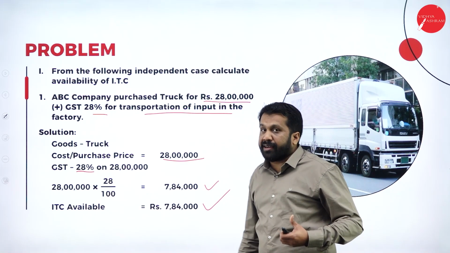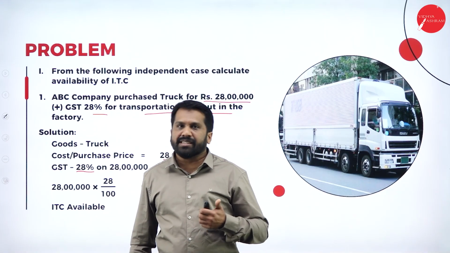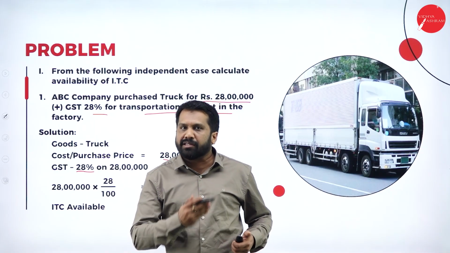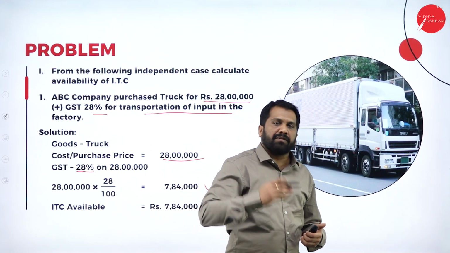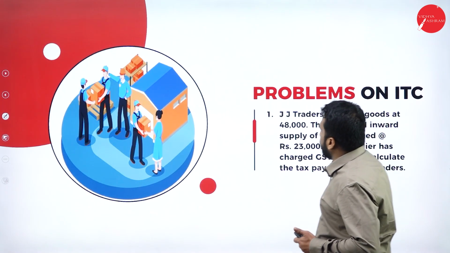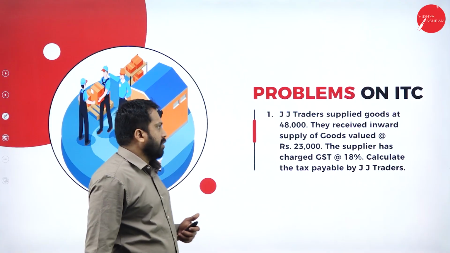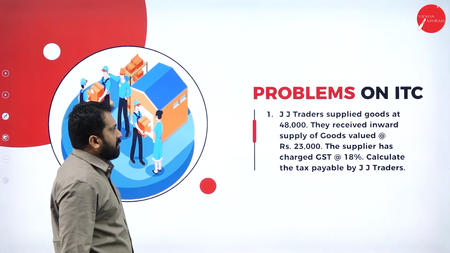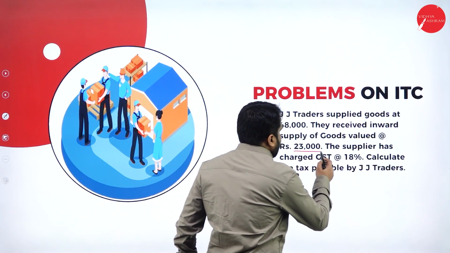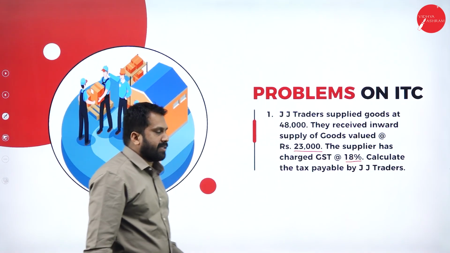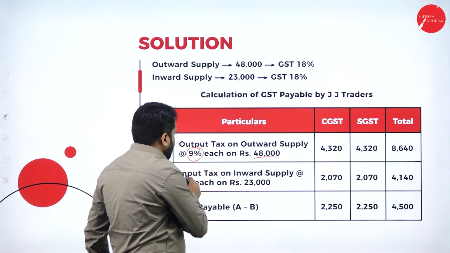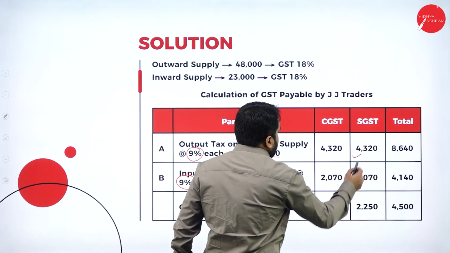Why? Because the truck is used for what? Business purpose. To transport the raw material, finished goods, or any materials from one place to another place. We use that truck, and that is for business purpose. Similarly, we'll go for the next problem. As per this problem, JJ Traders supplied goods at 48,000. They received inward supply of 23,000 at 18% tax. In this, 48,000, 9% and 9%. If you calculate, you will get your answer.